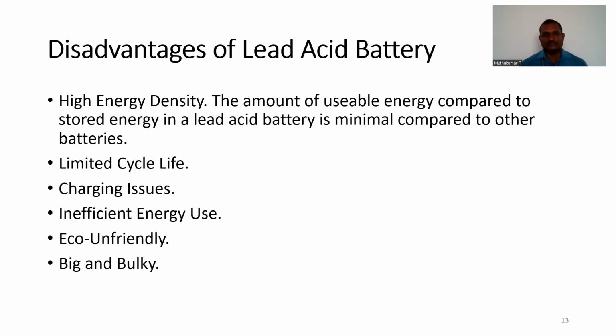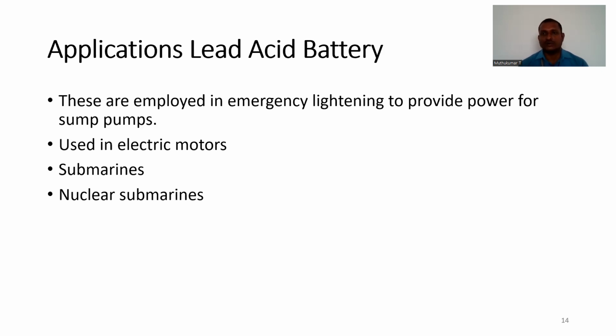Disadvantages: low energy density. The amount of usable energy compared to stored energy in a lead acid battery is minimal compared to other batteries. Limited life cycles, charging issues, inefficient energy use, eco-unfriendly compared to other batteries, big and bulky. Applications: these are employed in emergency lighting, to provide power for pumps, in electric motors, submarines and nuclear submarines. So a lot of applications are there for the lead acid battery.